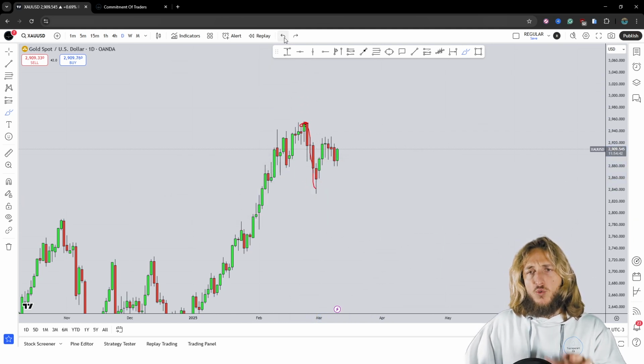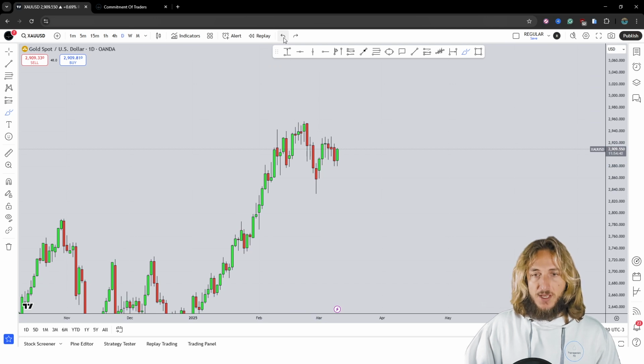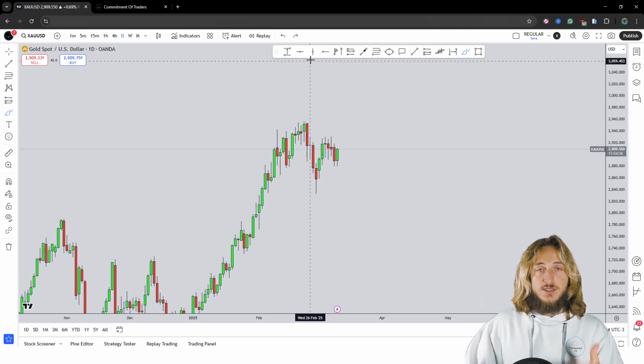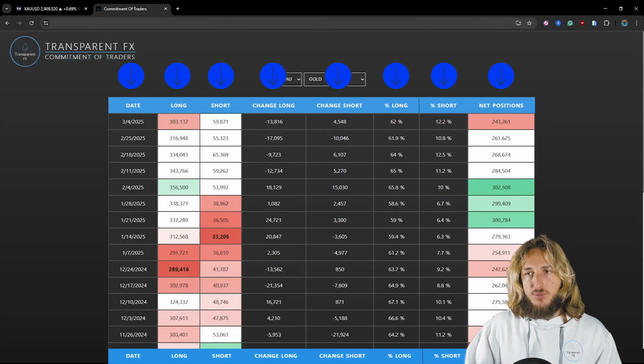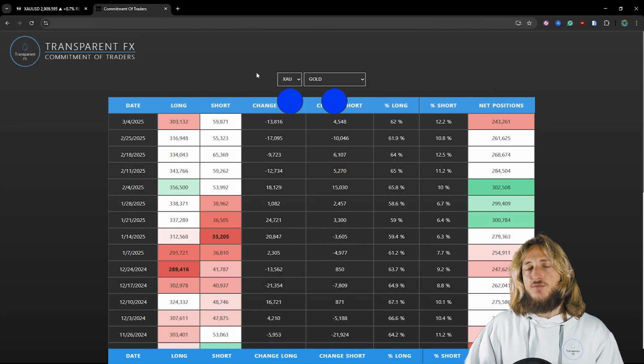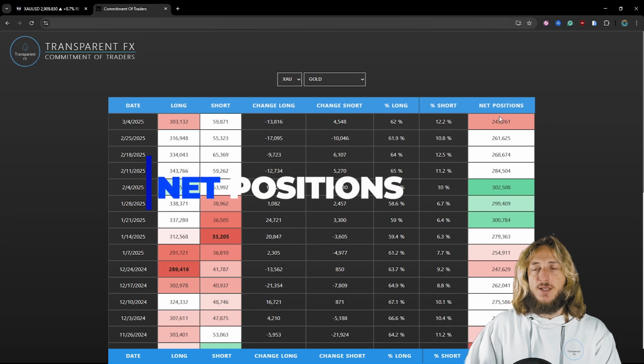But at the moment, what do we have here from a technical perspective? Well, before we dig deeper into what we have there, first, let's go and see what we have when it comes to the commitment of traders, so what the big players in the market are doing. Well, if we're looking at the data for gold, the first thing that we have to keep in mind is that in the short term, net positions have decreased.